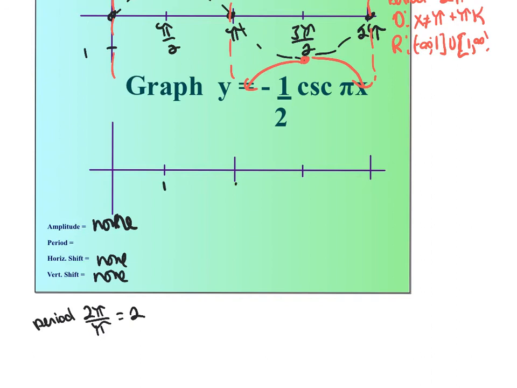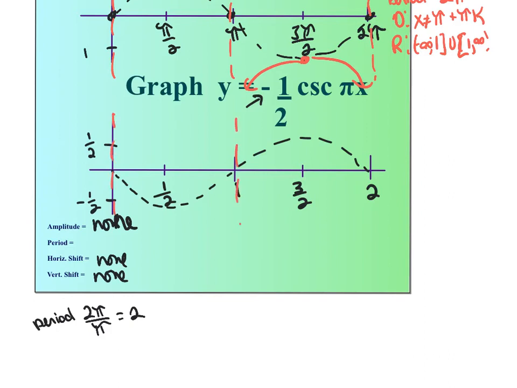1 half, 1, 3/2, and 2. And then I'm going to mark the top and the bottom of my cups at 1/2 and -1/2. And I'm going to go ahead and graph sine, but remember the negative means I'm going to graph sine reflected over the x-axis. So it's going to look like this. And then I'm going to grab another color and go ahead and put in my asymptotes and then draw in the cups for cosecant. And there you have it.